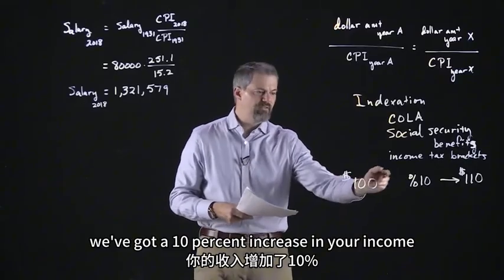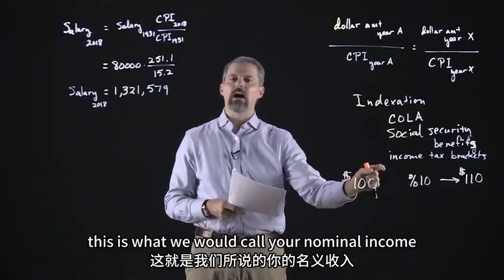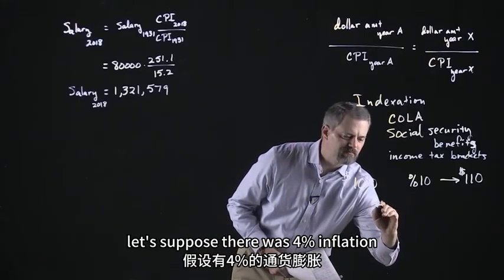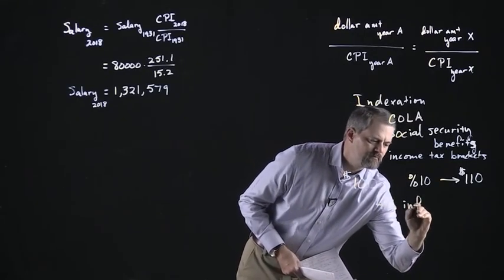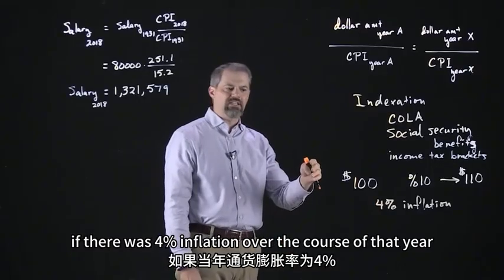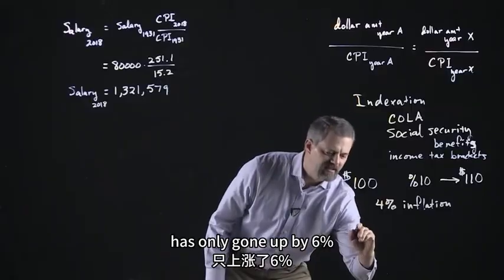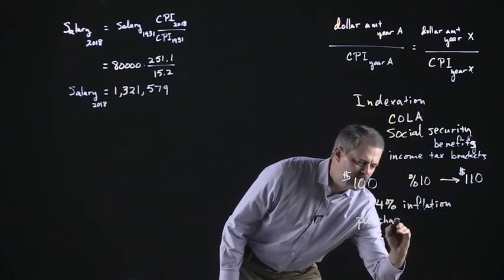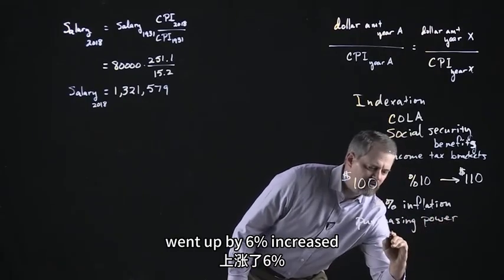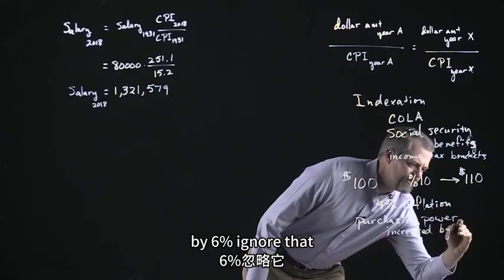Let's suppose here we've got a 10% increase in your income. This is what we would call your nominal income. Let's suppose there was 4% inflation. If there was 4% inflation over the course of that year, then that means your purchasing power has only gone up by 6%.